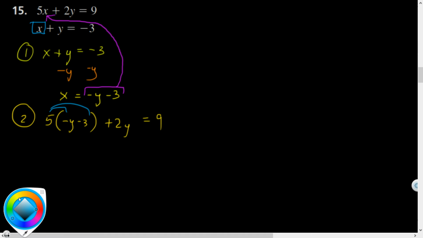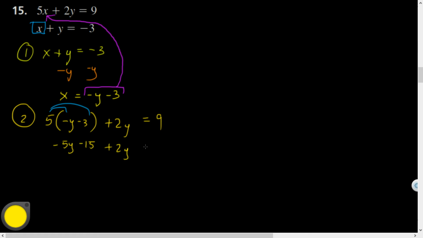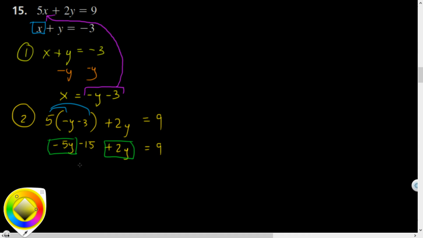Let's see, here we go. Distributing. So -5y minus 15 plus 2y equals 9. Right, we're getting it, friends. Combining the likest of terms. -5y plus 2y, signs are different, so I'll subtract the numbers. 5 minus 2 is 3, and I'll take the sign of the more influential, which was negative in this case.